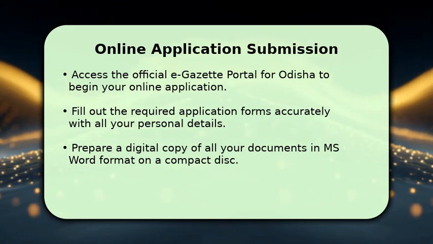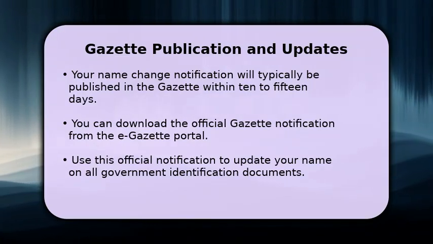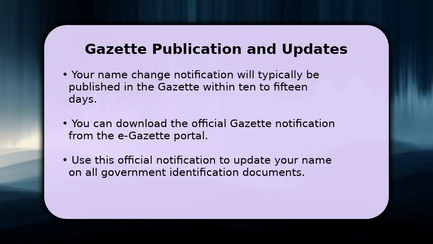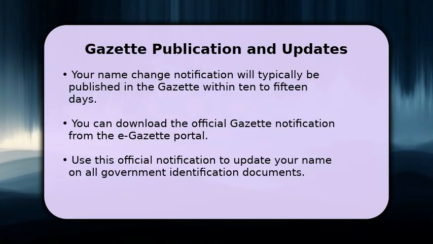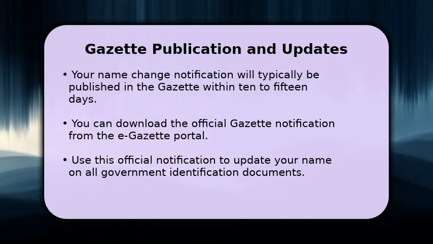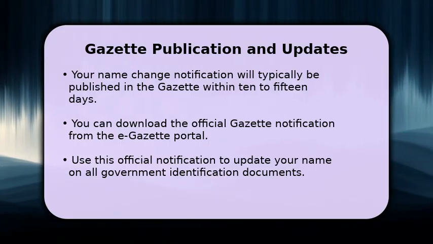step of your submission. Once your application is submitted, your name change notification is usually published in the official Gazette within 10 to 15 days. You can then easily download this official notification directly from the eGazette portal. This Gazette notification serves as your legal proof of name change.